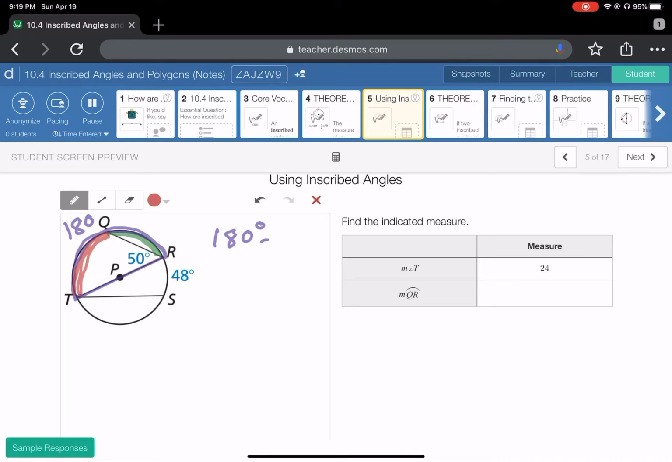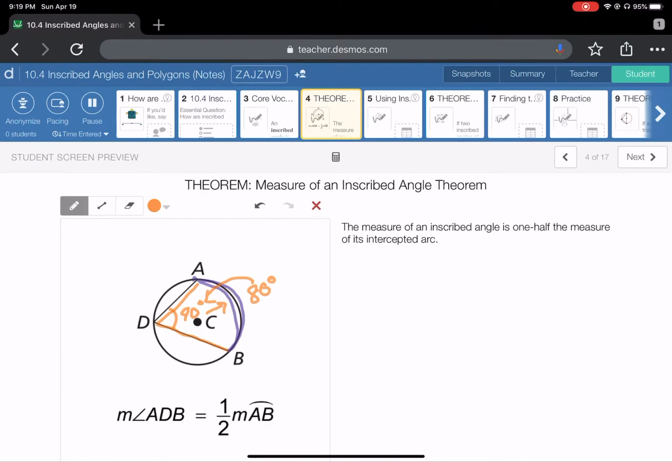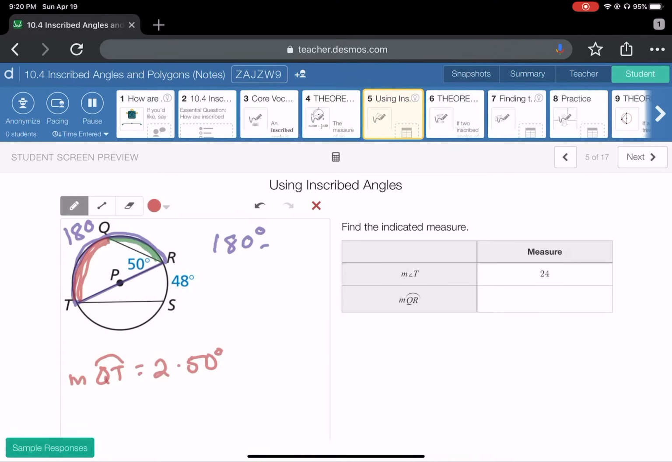So now I need to find what QT is. So let's find the measure of arc QT. I know that the measure of arc QT is twice as big as its inscribed angle, because remember our theorem goes forward and backwards. Here I'm given the angle, so I know that the arc on the outside is going to be twice as big. So the measure of arc QT is 100 degrees. If this is 100, then that means my arc QR is equal to 180 minus 100, which is 80 degrees.